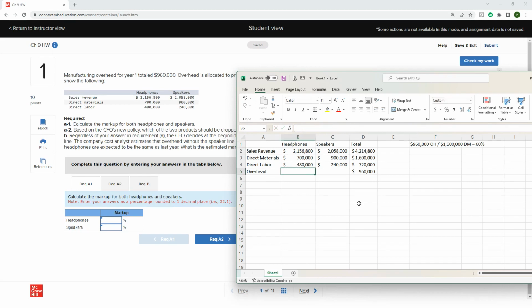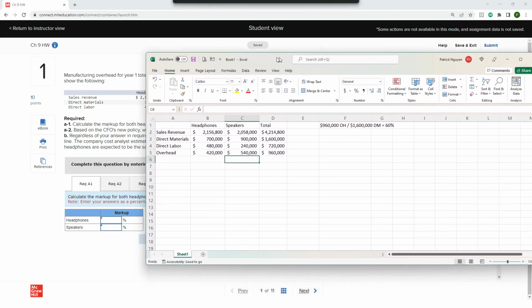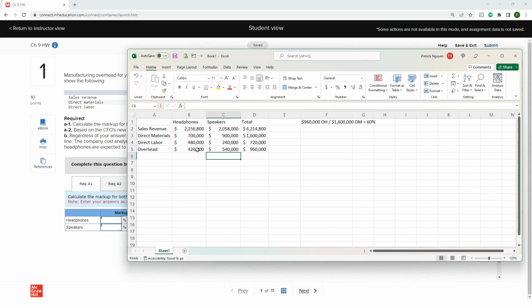For overhead for the headphones, we're going to do 60% times direct materials. So that means that overhead is $420,000 for headphones. And then for speakers, we'll do the same thing, 60% times direct materials, and that's $540,000. And again, to check our work, we can highlight these two numbers, and then at the bottom of Excel it tells us the sum, which is 960, and so we know that we allocated the correct amounts.